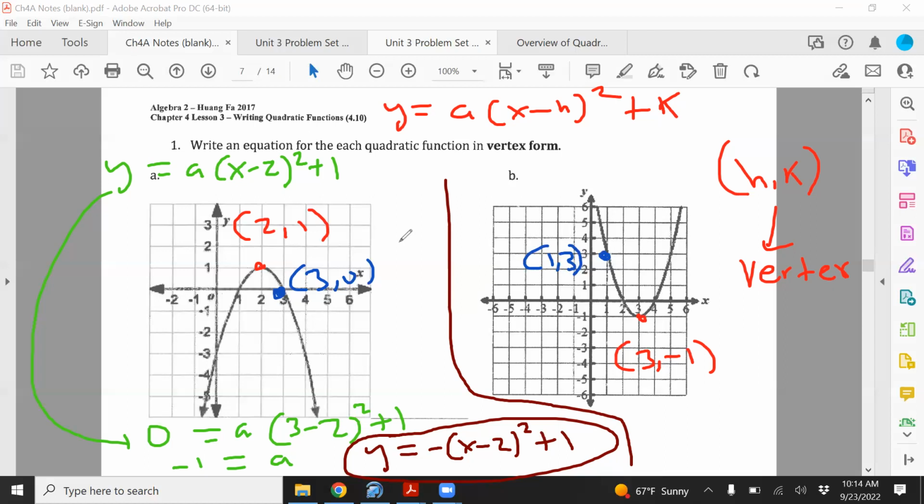I'm going to do the same thing for part B. Okay, part B, my vertex, we already know. So I'm going to say y equals a times (x minus 3) squared minus 1, because k is -1. Okie dokie. Plug in another point that you're given, which is 1, 3. So 3 for y and 1 for x. Okay, solve for a. Tell me what you get. What do you get when you solve for a?